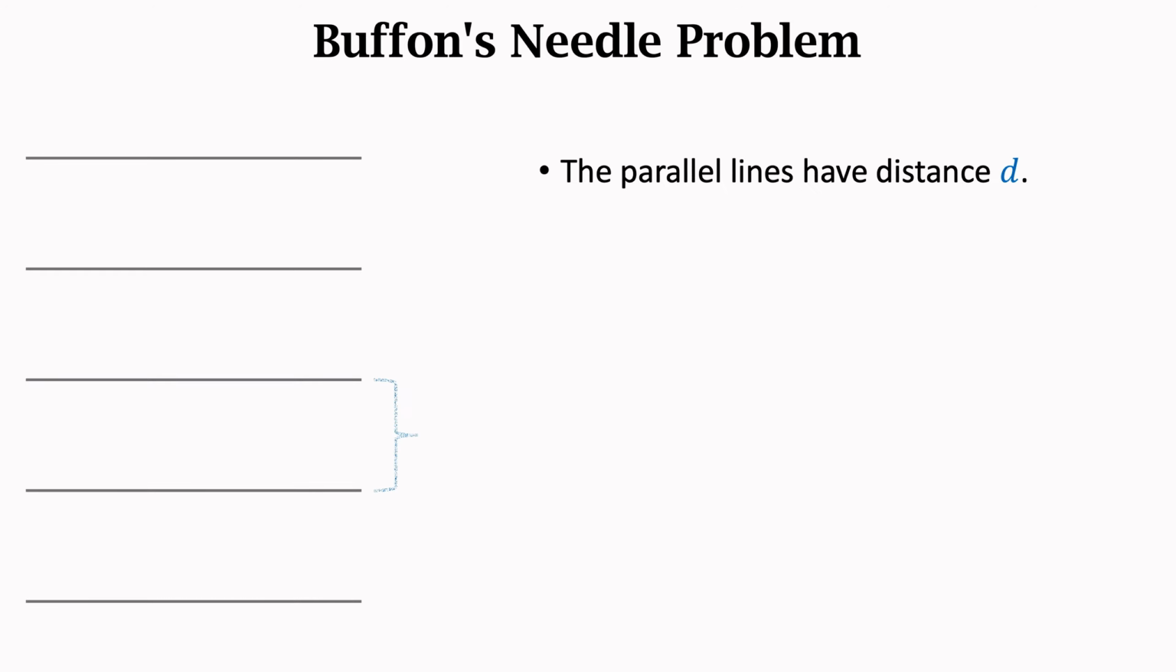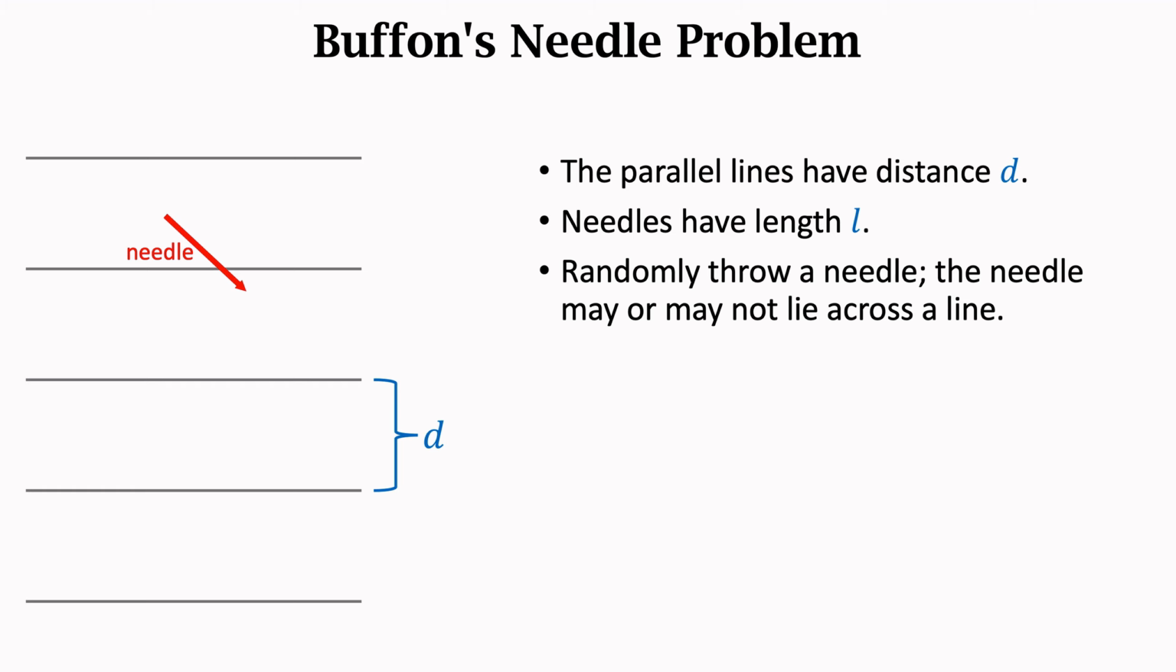To perform the experiment, let's first draw many parallel lines. Two neighboring lines have a distance of d. Prepare some needles of the same length. Let the length be L. Randomly throw a needle on the paper. The needle has a length of L. The needle may or may not lie across a line. This needle lies across a line. Throw another needle. This one may not lie across a line.